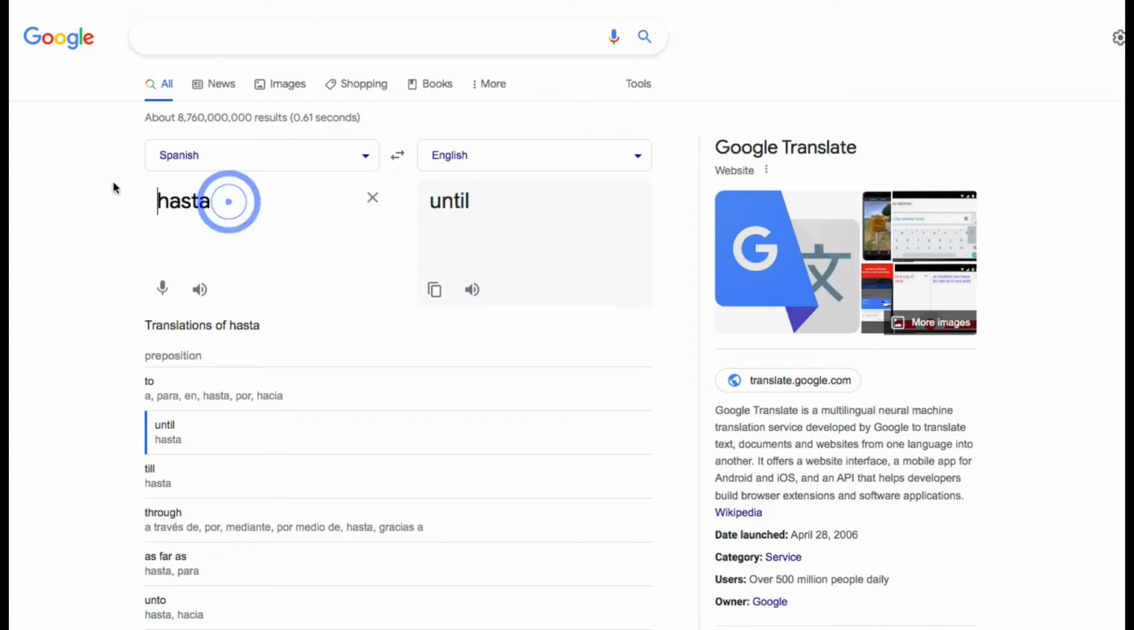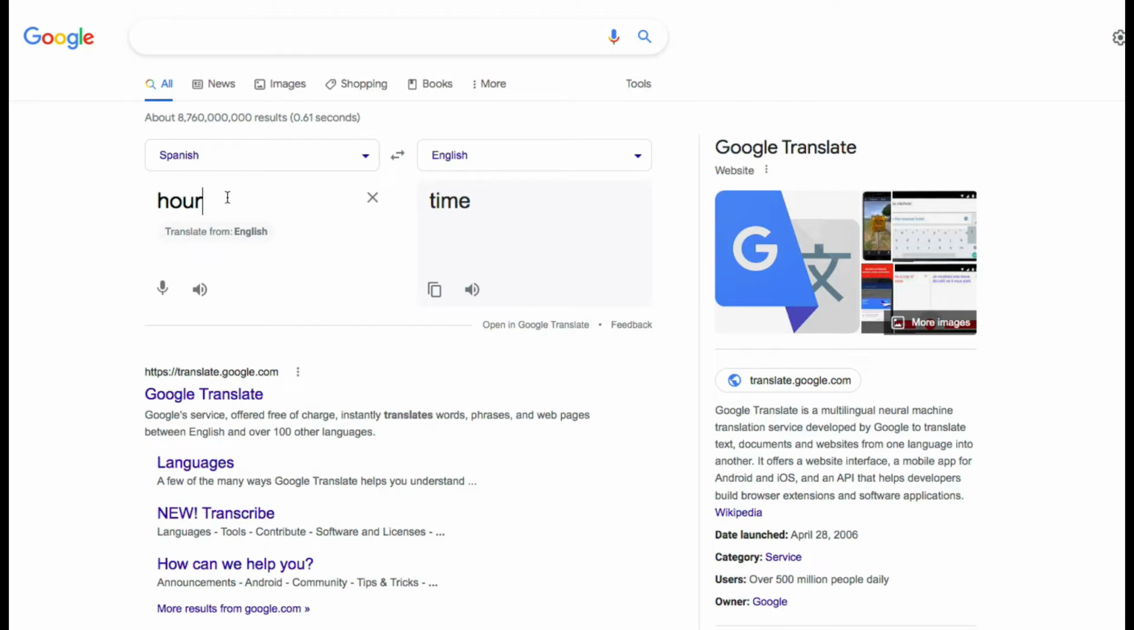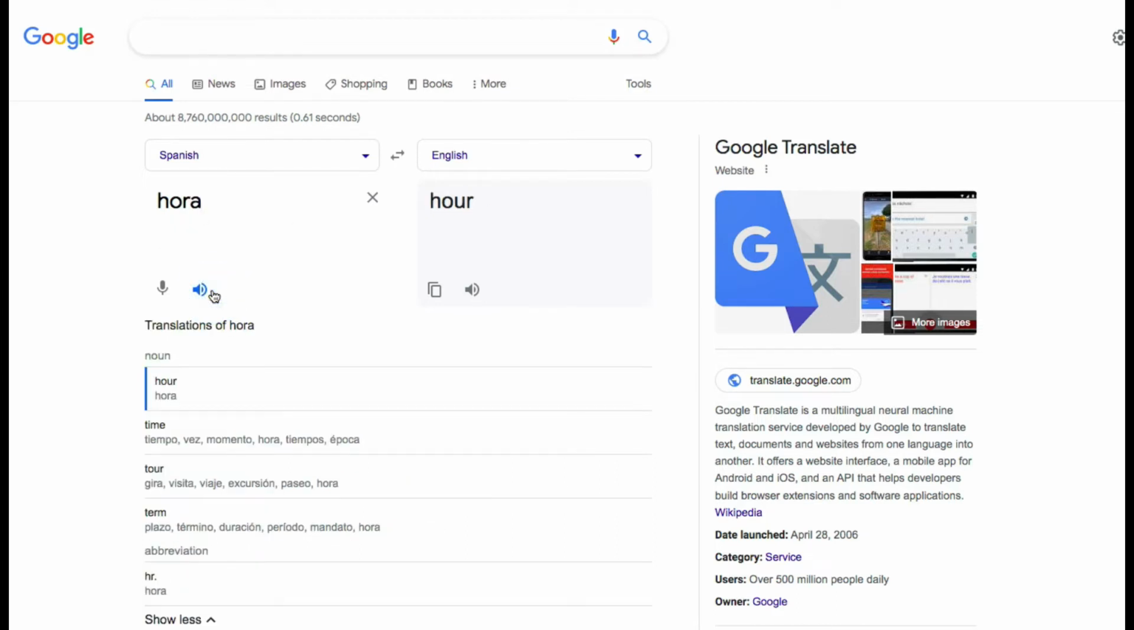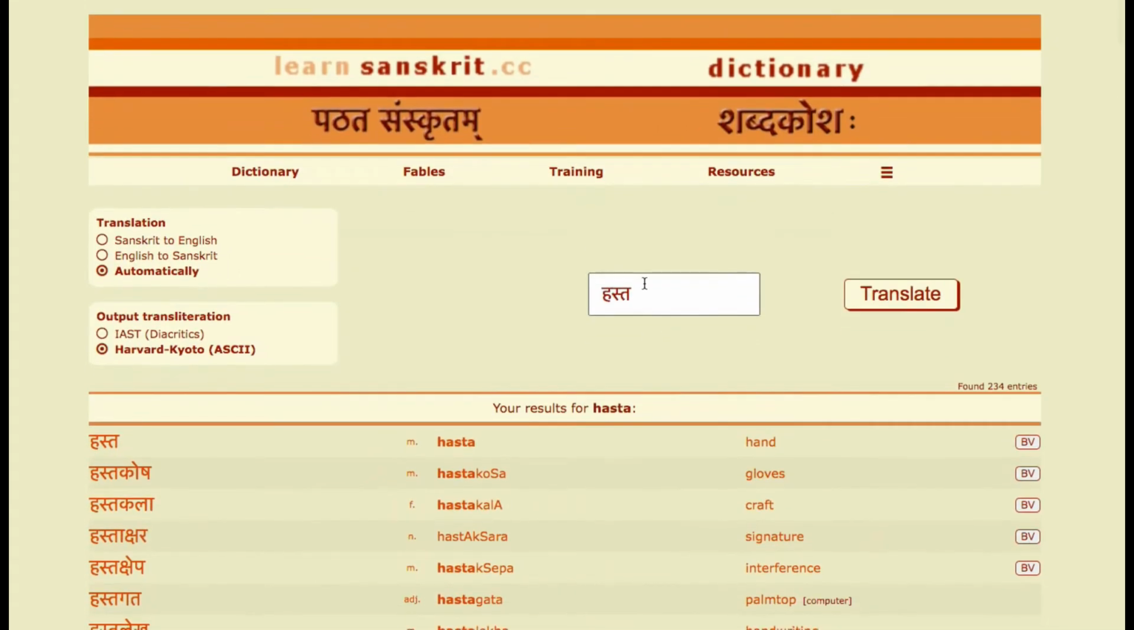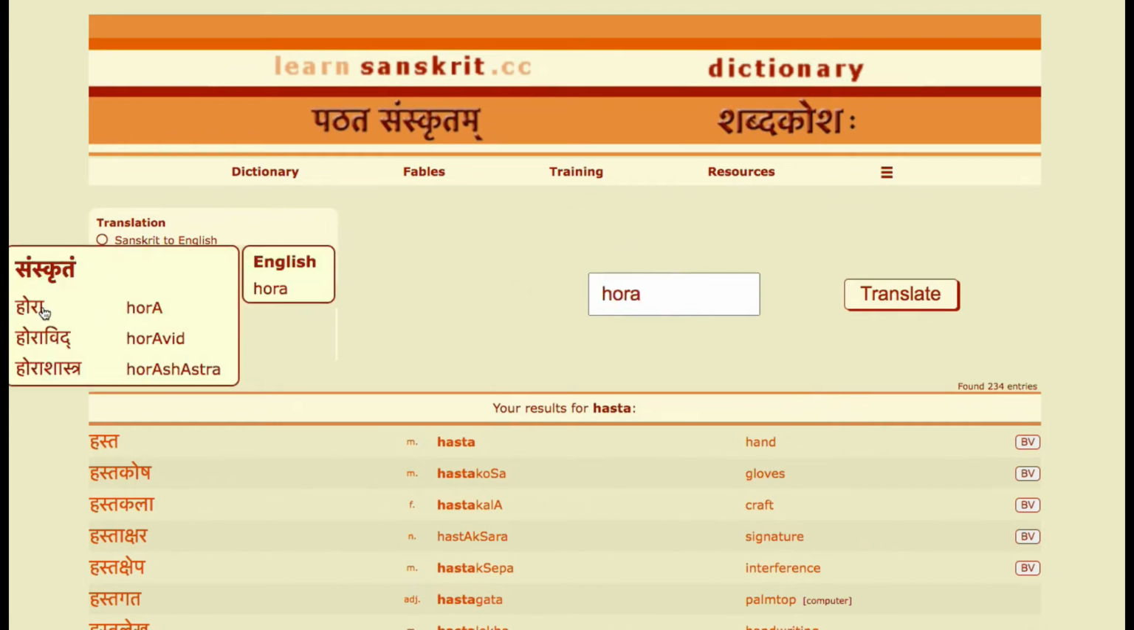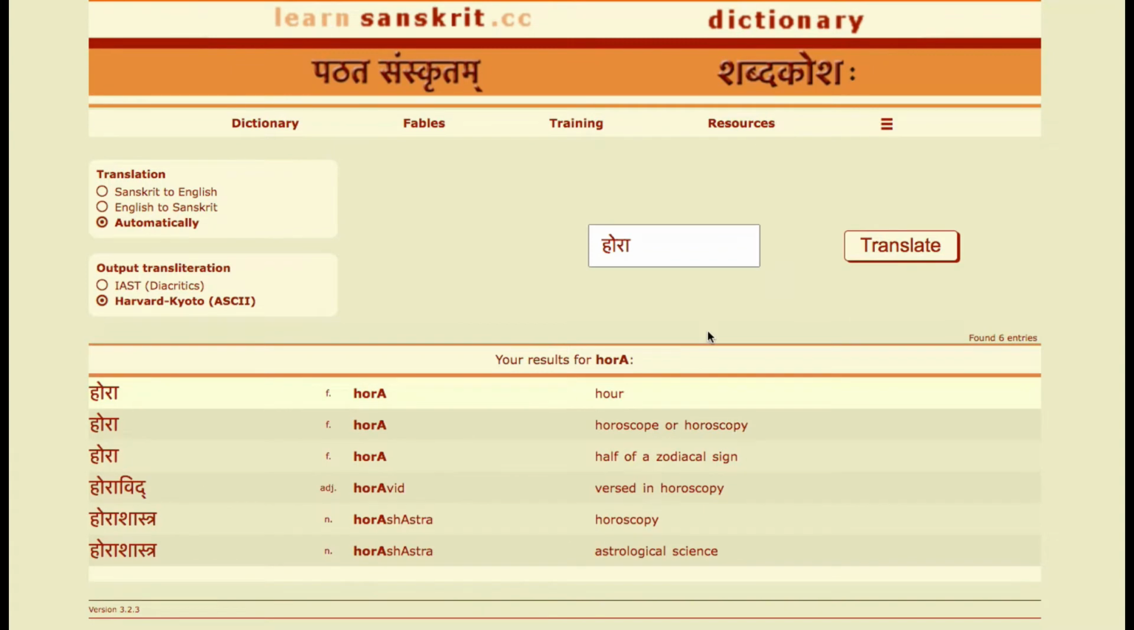Here's another one that's very easy to spot. Hour. Hora. Sorry, it's hora in Spanish. Hora. She says it better than me. Hour. What's the hour? We all know what time it is. It's, you know, 5 p.m., 3 p.m., whatever. So what's hora in Sanskrit? Look. Hora. That's hour. And that's where the word horoscope comes from. And that's where fake Egyptians also get the Horus, because they are also all these little in-between things.